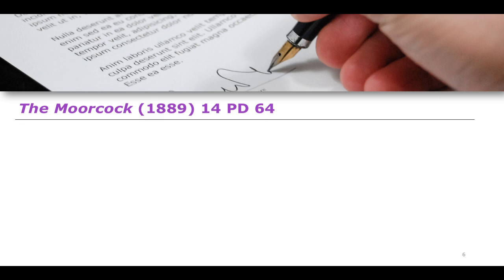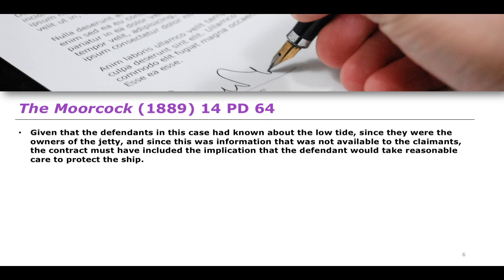So, given the fact that the defendants in this case had known about the low tide, and since they were the owners of the jetty, and since this was information that was not available to the claimants, who didn't know about the low tide, the contract must have included the implication that the defendant would have taken reasonable care to protect the ship. Because if not, then on account of the fact that the claimants did not have this information available to them, the defendants could have just acted in any way, and there would have been no recourse or any remedy for the damage that would have been caused to the ship itself.